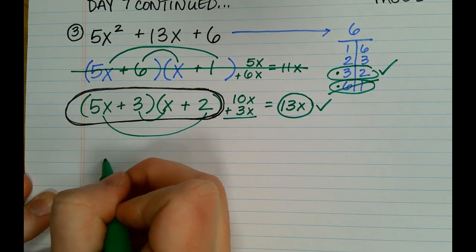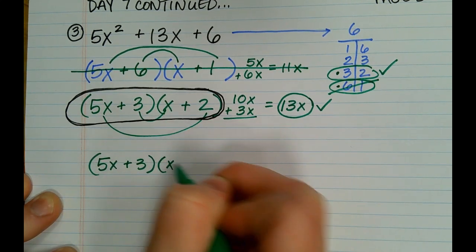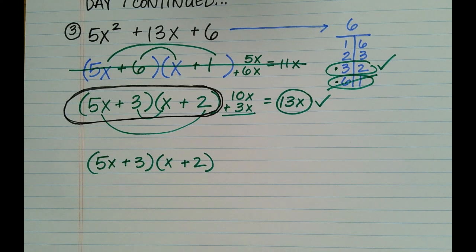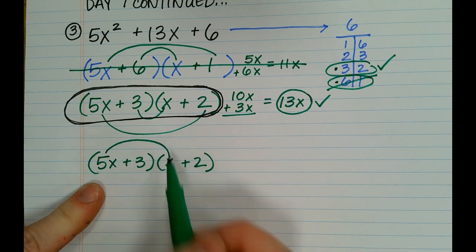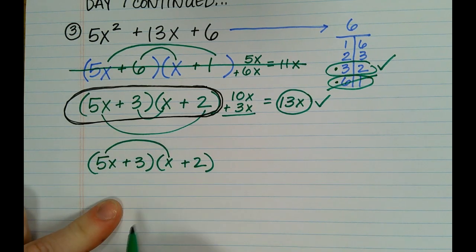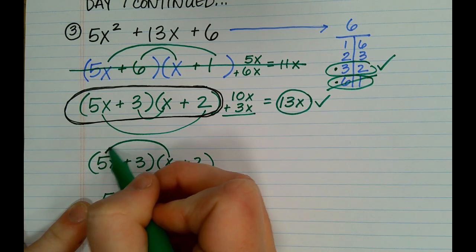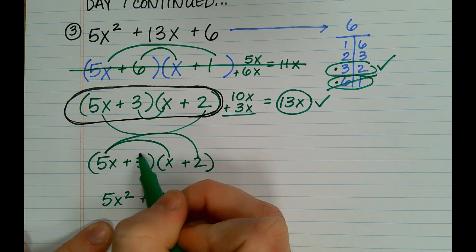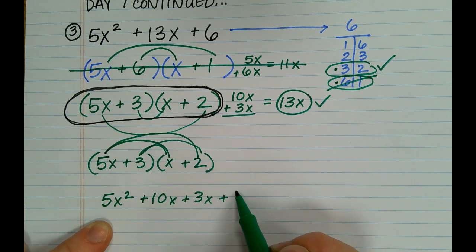So I am going to write it out again. 5x plus 3, x plus 2, and would we like to do the FOIL method or the box method? FOIL. Let's try FOIL this time then. So I'm going to do my first terms. 5x times x is 5x squared. My outer terms, 5x times 2 is 10x. My inner, 3x. And my last, plus 6.